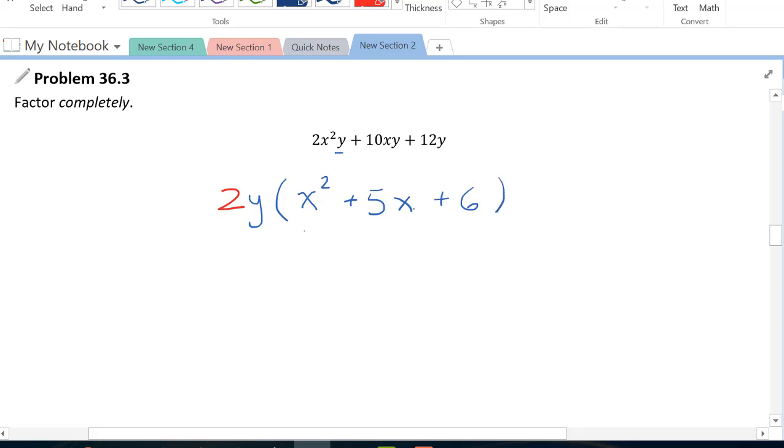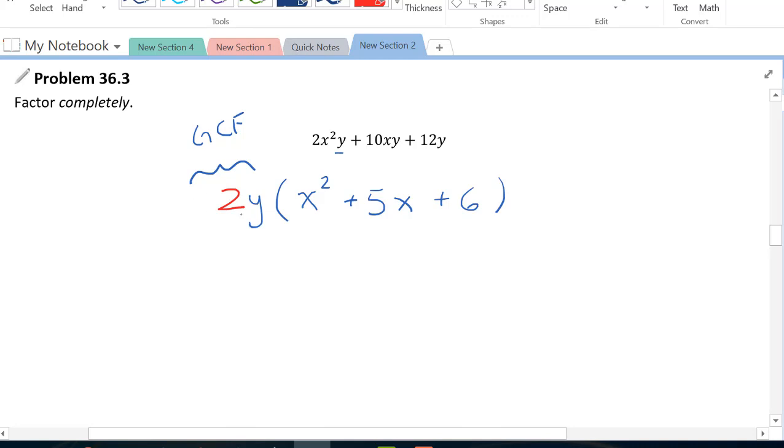Okay, so after I pull out the GCF, so again, this is our GCF. Okay, I'm left with this guy now. I'm left with x squared plus 5x plus 6. Now, that should look familiar to you, okay? That's a trinomial, right? So how do I factor this? AC method, remember? So yeah, I need to use AC method here, okay?